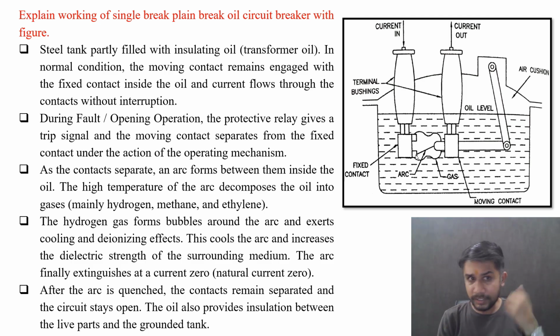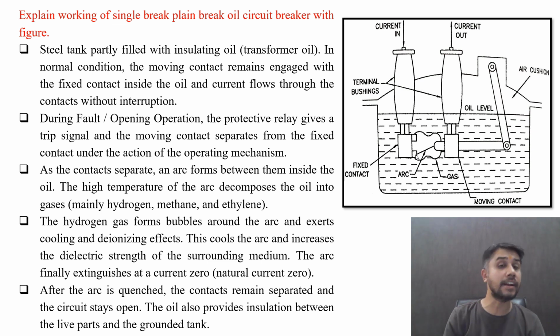this. As the contacts separate, an arc forms between them inside the oil. The high temperature of the arc decomposes the oil into gases, mainly hydrogen, methane, and ethylene. The hydrogen gas forms bubbles around the arc and exerts cooling and deionizing effects. Due to these two actions, the arc cools and the dielectric strength of the surrounding medium increases. The arc finally extinguishes at a current zero, that is, the natural current zero instant.